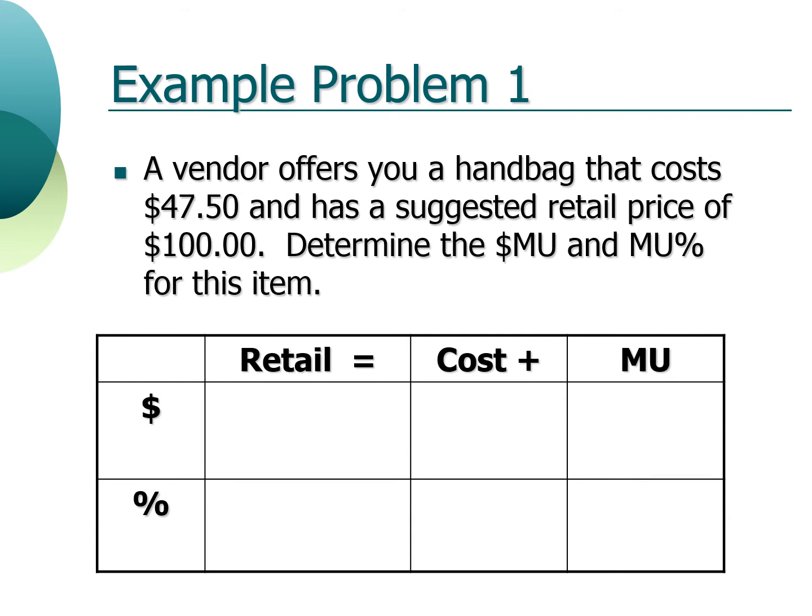So let's use this RCM equation in example problem number 1. A vendor offers you a handbag that costs $47.50. So that's the cost, and it has a suggested retail price of $100. So that $100 is the retail. Let's determine the markup in both dollars and percent. Let's pause the video here and work on the problem on your own for a while.